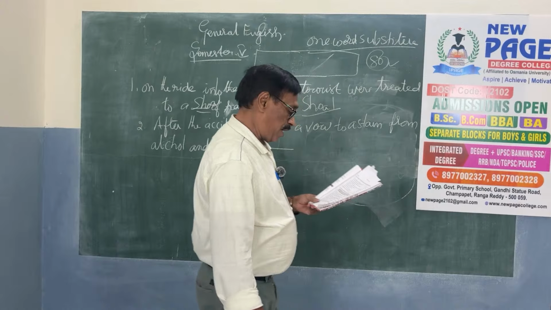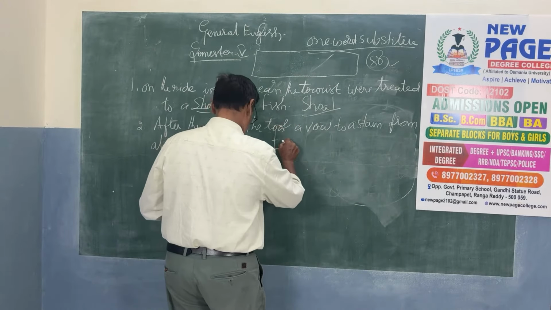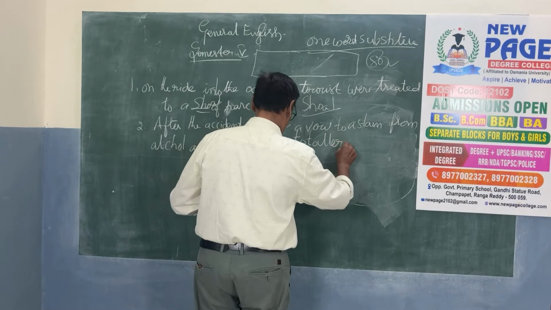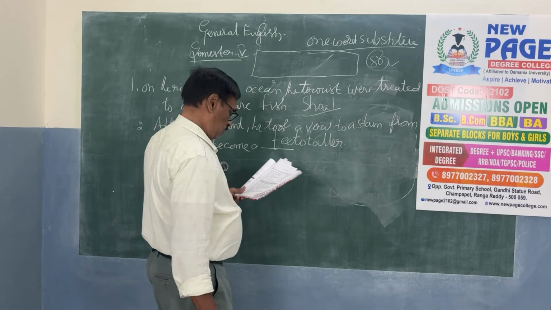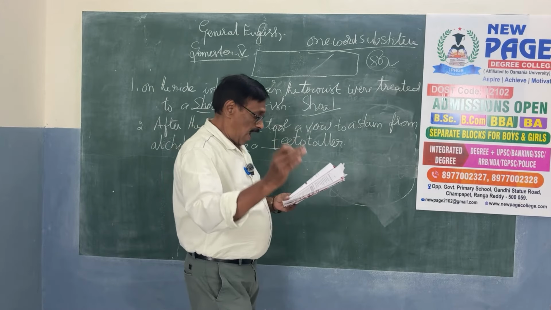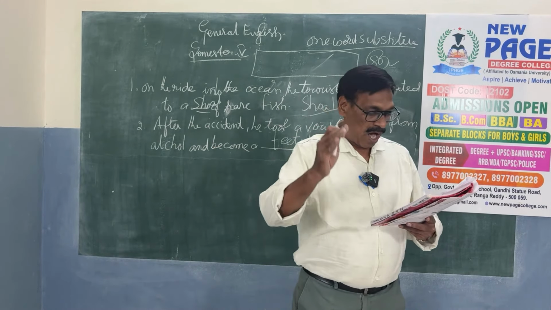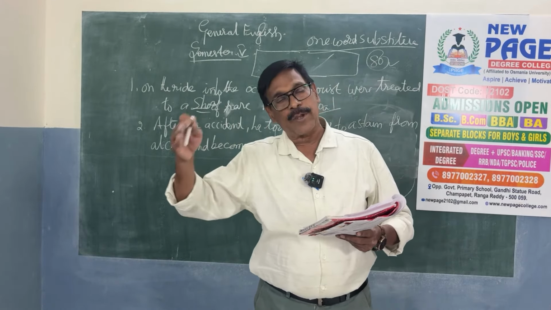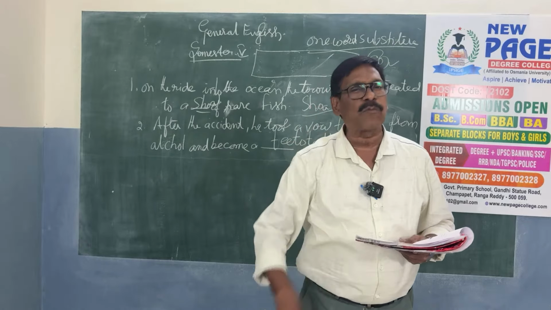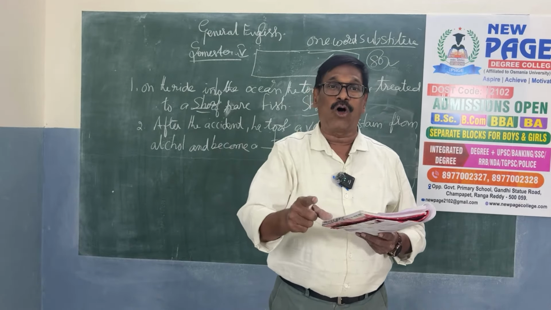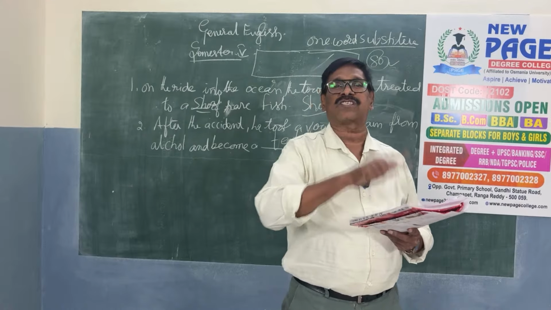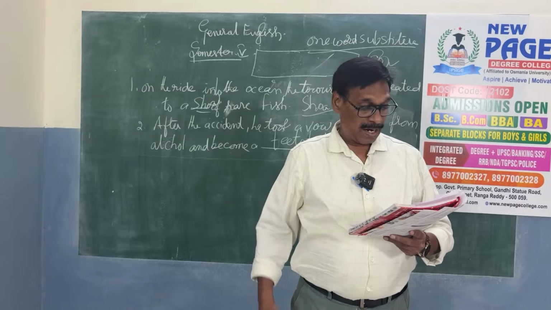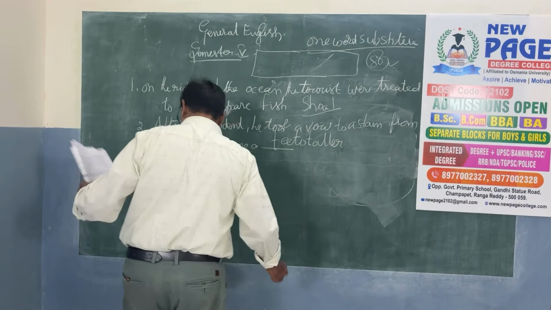Now, teetotaler. That means after the accident, he took a vow to abstain from alcohol and he wanted to become a teetotaler. That means he doesn't want to take alcohol. So teetotaler is the one word substitute for this sentence. This is the way in the examination you have to write, ma. And next, I will give one more sentence also.